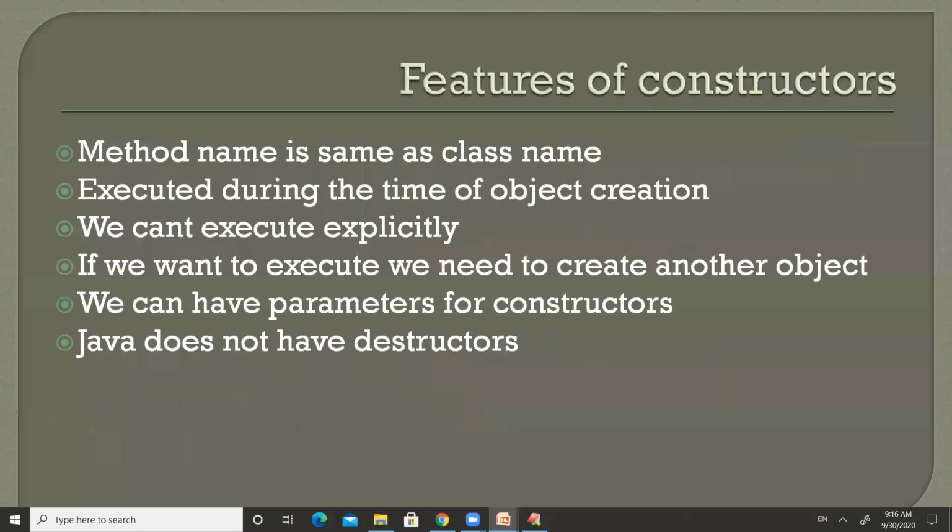So let us move to the PPT and let us add the rules one by one into this program. So these are some of the features of constructors in Java. The first one, we already followed it: method name is same as class name. And the second one, constructors are executed during the time of object creation. I will explain the second point by using a program.